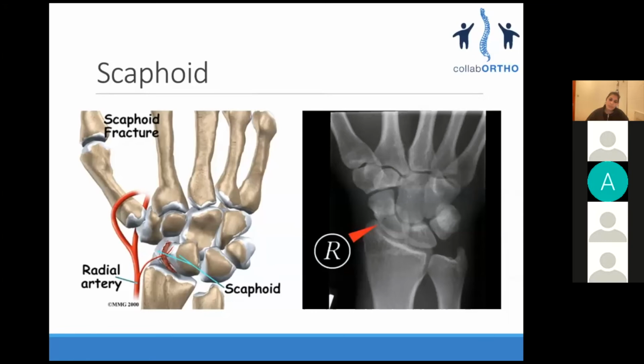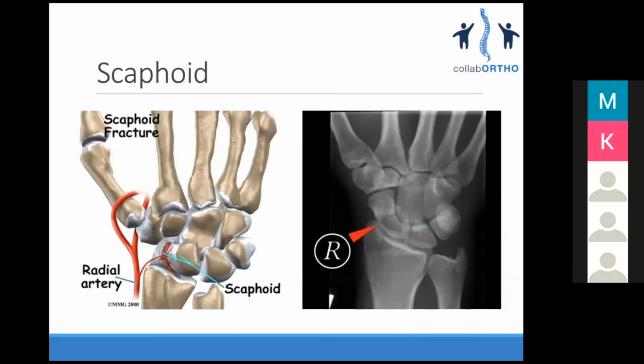Okay. So we'll very quickly touch upon scaphoid fractures. Now, I've given you a bit of a clue here with this picture of blood supply. What is special about a scaphoid? If you fracture it, it can cause avascular necrosis. Yeah, and why can it cause avascular necrosis?